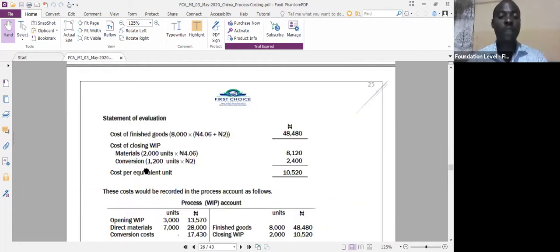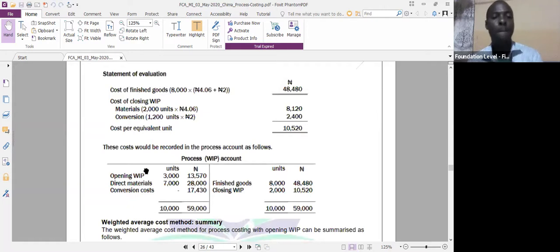Now, this is how we evaluate the account. So, the statement of cost of finished goods. The finished goods output is 8,000 units. Of course, there is material there and there is labor at different prices. So we have 4 naira 6 kobo plus 2 naira, which gives you 6 naira 6 kobo, multiplied by 8,000. It gives you 48,480 as your cost of finished goods.